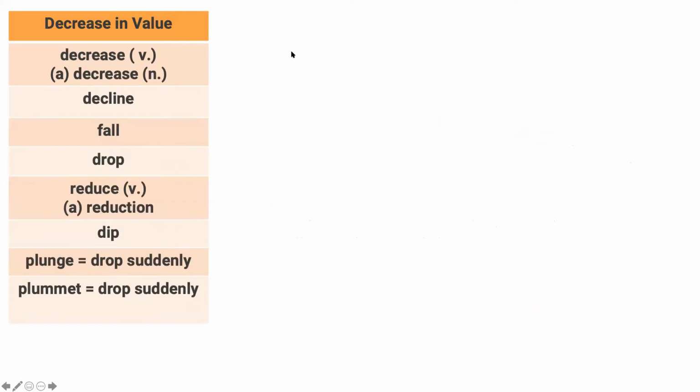Now we are going to shift focus and look at a decrease. So again, just like increase, you can use decrease as a verb or a decrease as a noun. We also have decline, fall, drop, reduce as a verb and a reduction, dip, and then plunge and plummet, which both mean to drop suddenly. So let's look at our next example.